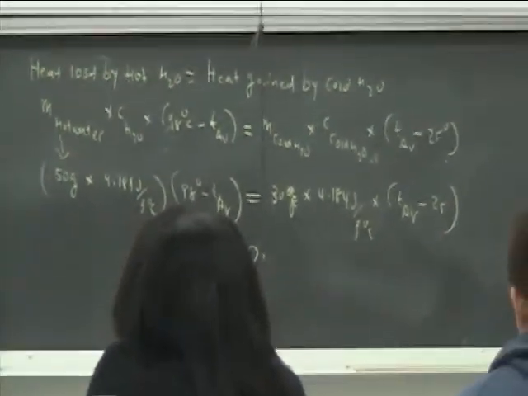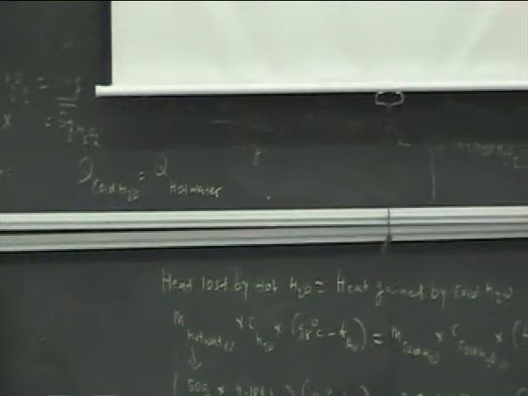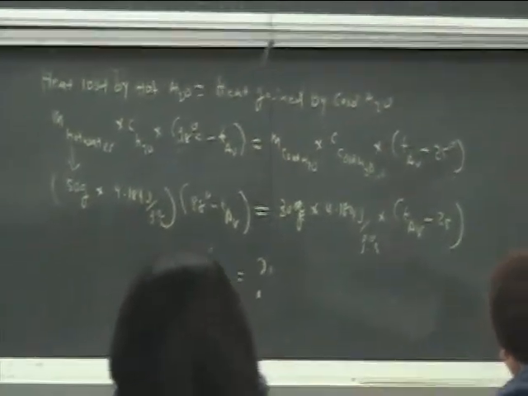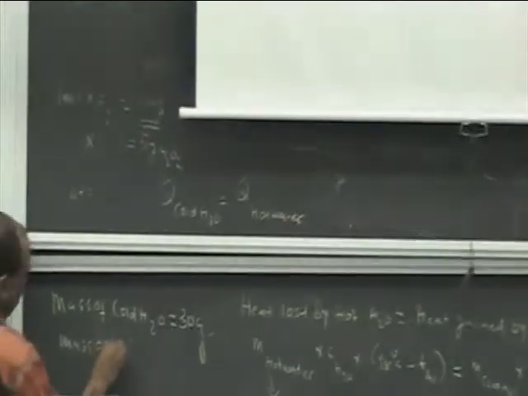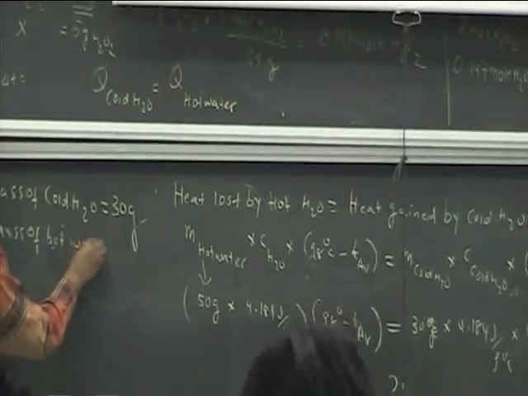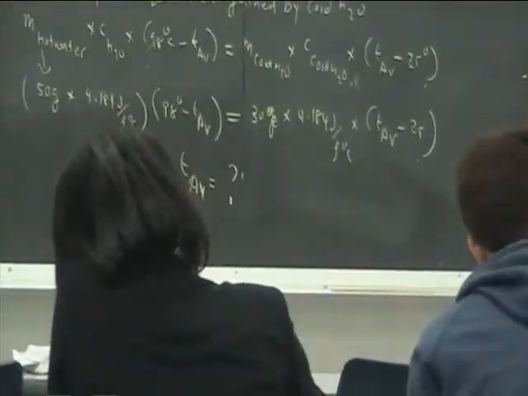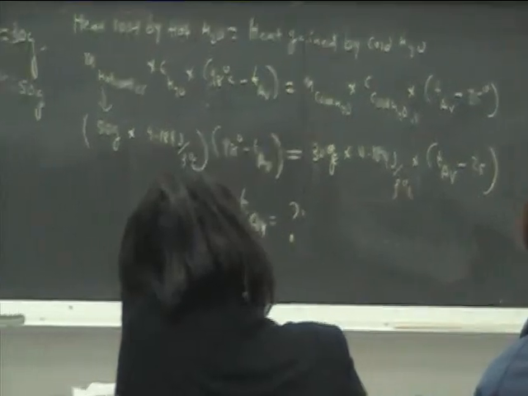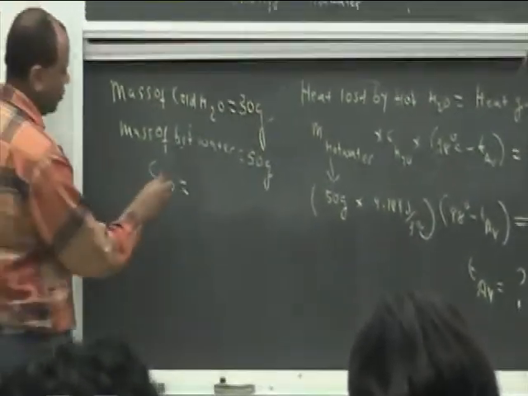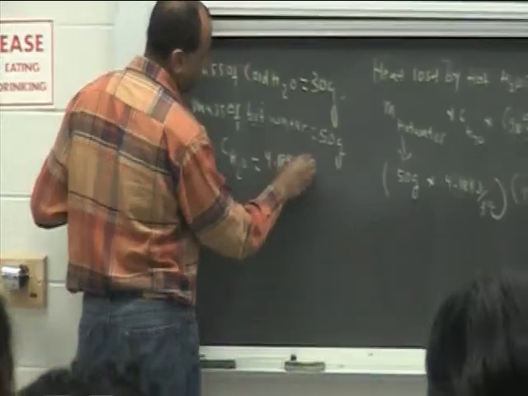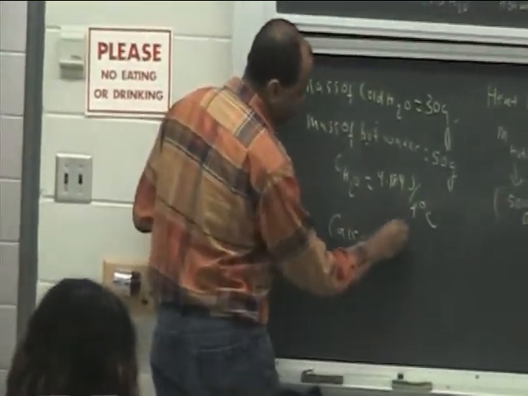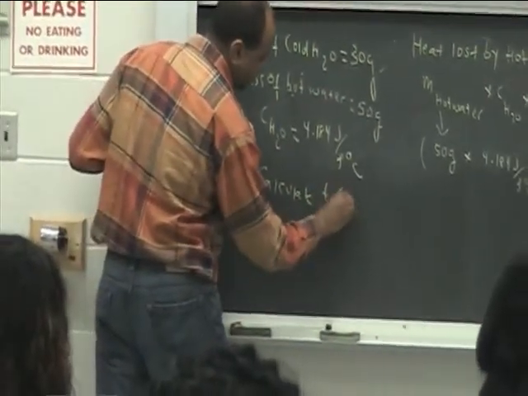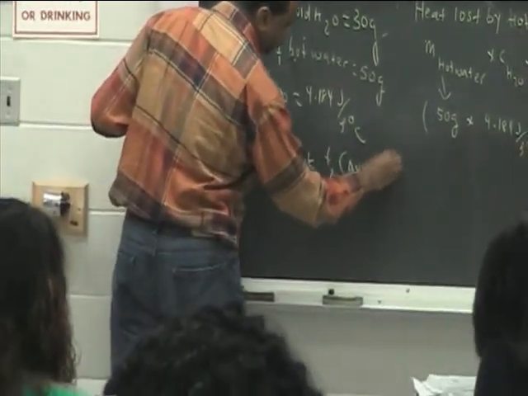Mass of cold water is 30 grams. Mass of hot water is 50 grams. Specific heat of water, regardless of whether it is cold or hot, is 4.184 joules. Calculate the T average, the average temperature.